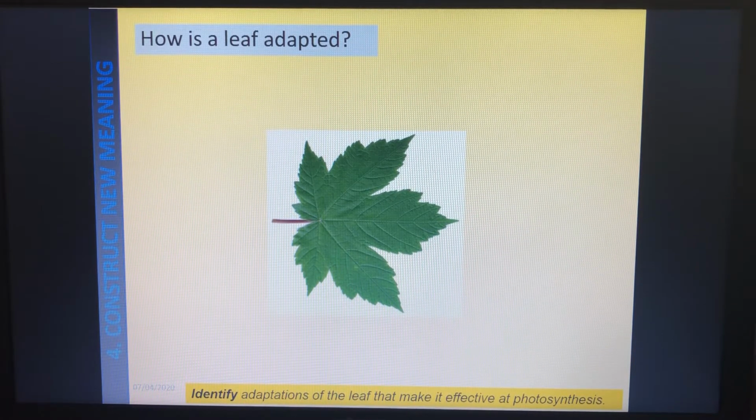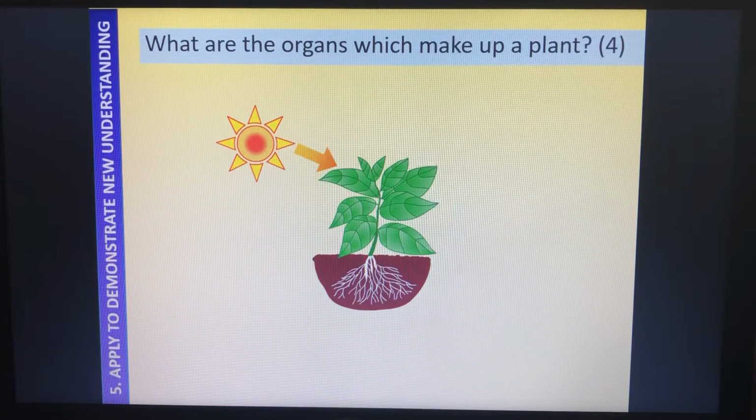And we've got the waxy cuticle. And if you've got any other ideas, that's fine, you can add those. If you need any extra time on this section, then pause now. Otherwise, I'm going to move on to the next slide.